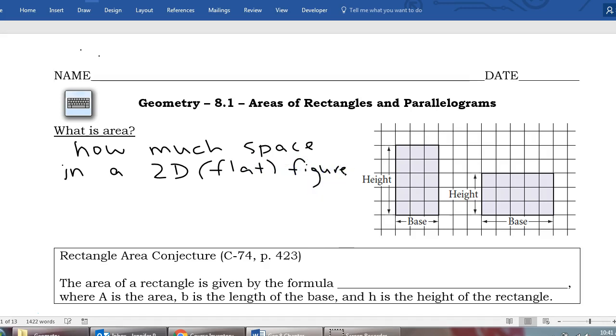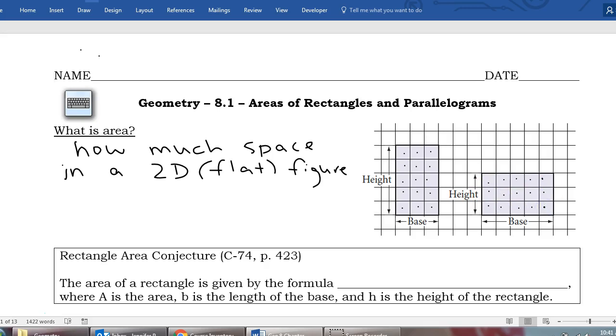So I have a couple rectangles here on the right, and if I wanted to know how much space fits inside that shape, I could count 1, 2, 3, 4, 5, 6, 7, 8, 9, 10, 11, 12, 13, 14, 15. So there's 15 square units inside that rectangle. And whether that rectangle is on its side or standing up, it doesn't change that there's still 15 units inside this shape.